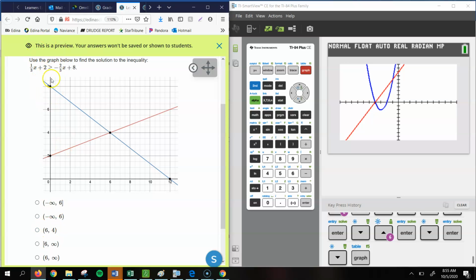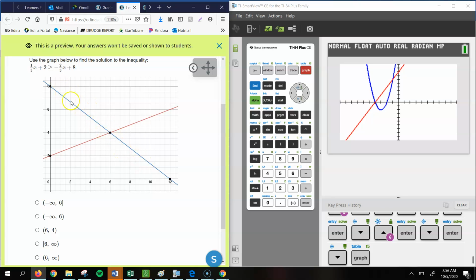And so we're looking for when is this equation on the left going to be bigger than the equation on the right? Well, I have to figure out which one's which. The one on the left is in slope-intercept form. It has a y-intercept of 2 and a slope of 1/3, so that would be the red line. The blue line has a y-intercept of 8 and it goes down 2 over 3, so that would be the blue line.